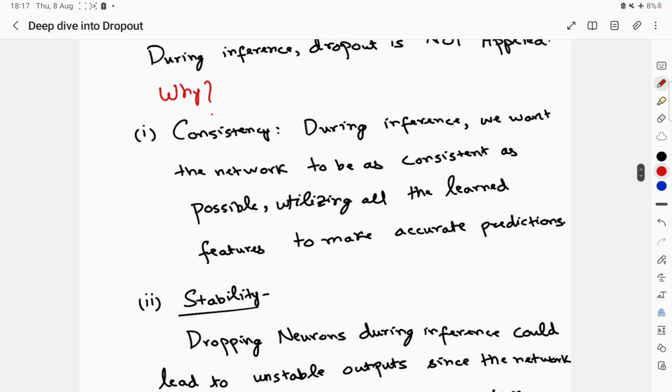And why? There are two reasons for that, and there are also some other things that we will talk about. So let's talk about the reasons first. The first reason is consistency. During inference, you want the network to be as consistent as possible and utilize all the learned features that it learned in the training phase in order to make accurate predictions. And that is the first reason: in order to maintain that consistency in the network, you would not want to apply dropout during your inference phase.